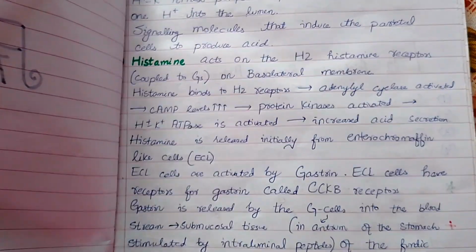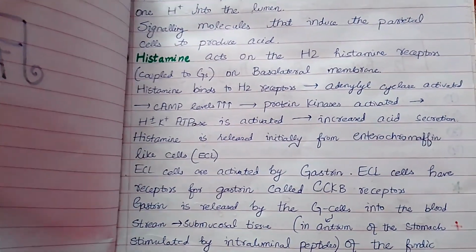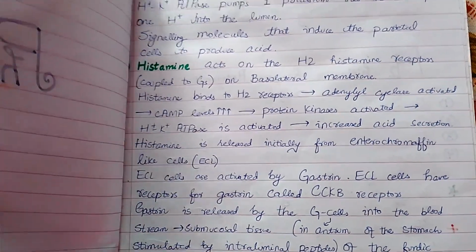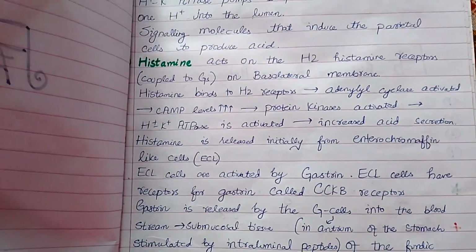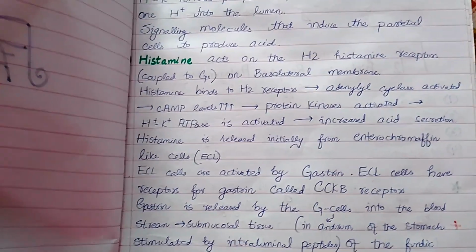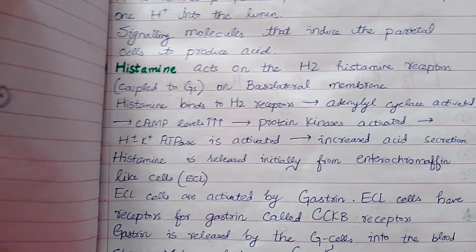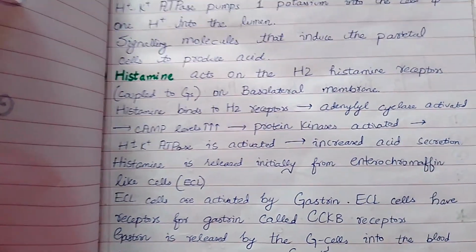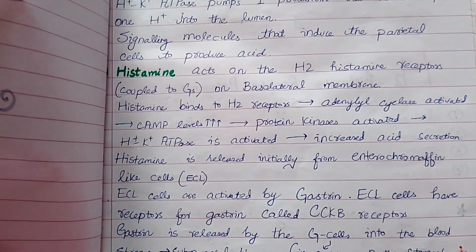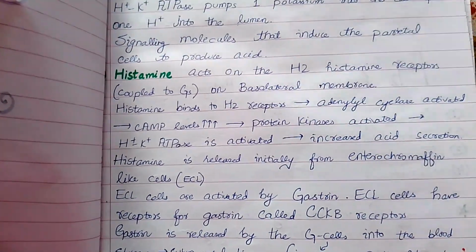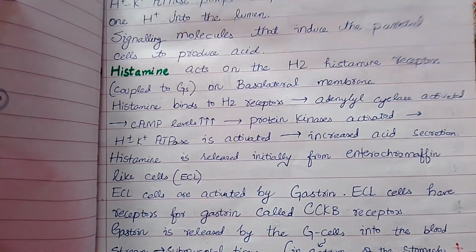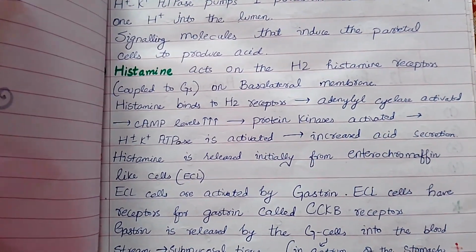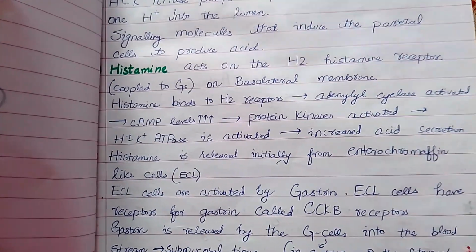Firstly, where does the histamine come from? Histamine is released initially from the enterochromaffin-like cells, which are activated by gastrin because they have the receptors for gastrin. So when the histamine binds to H2 receptors, adenylyl cyclase is activated and cyclic AMP levels increase. Protein kinases are activated and these protein kinases then activate the hydrogen potassium ATPase pump. As a result, acid secretion is increased.